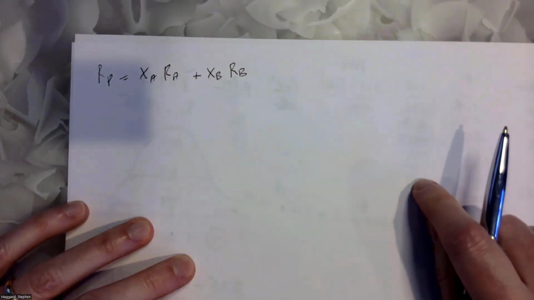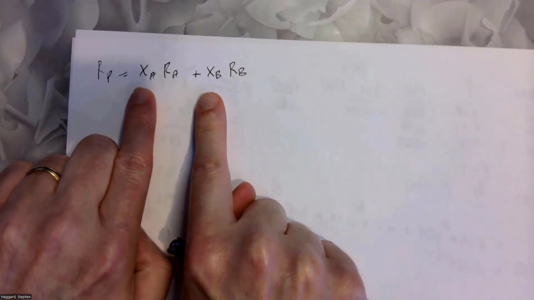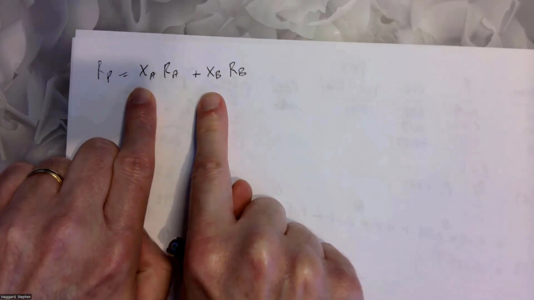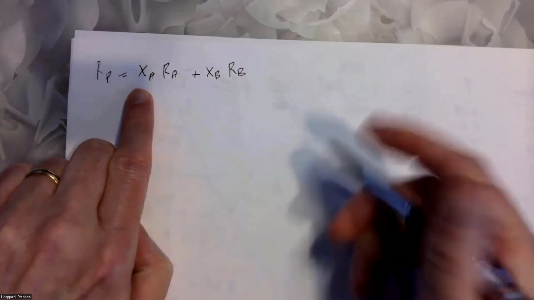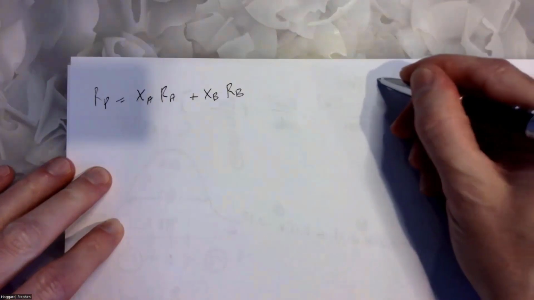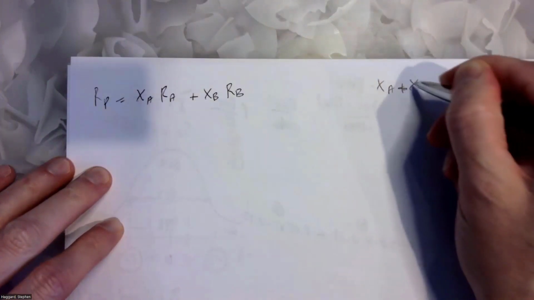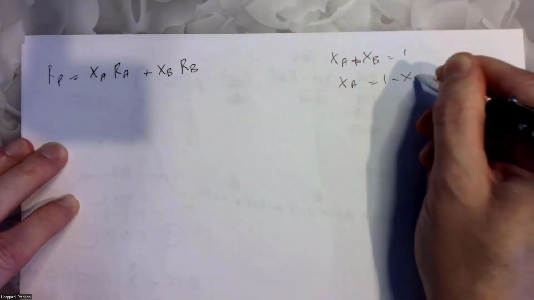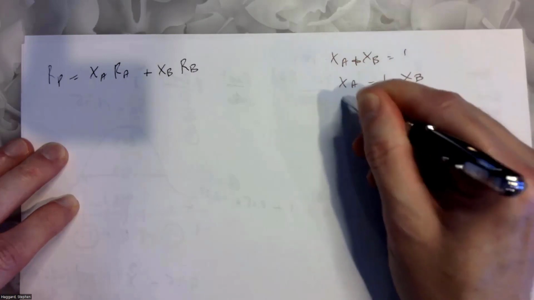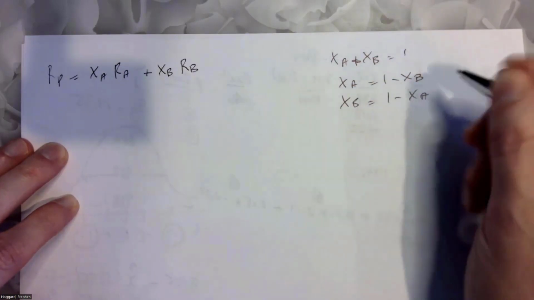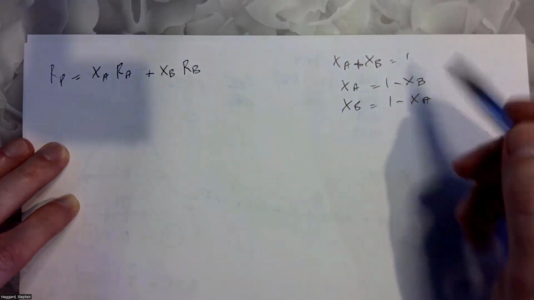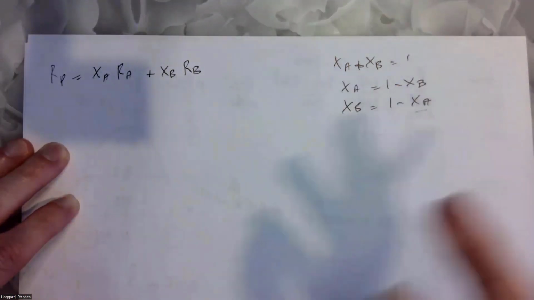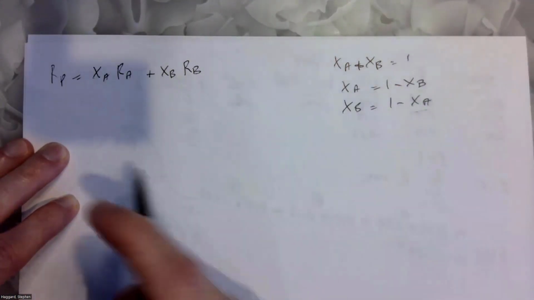Now, I also know something else about this. What do both these weights have to equal if I add them together? 1. 1. So here's what I'm going to do. I know that XA plus XB is equal to 1. And so I can say XA is equal to 1 minus XB. Or I could say that XB is equal to 1 minus XA. I'm going to do this second one, and you'll see why in a second. The reason is that we're being asked for XA, so I'm going to keep everything in terms of XA. If you did it opposite, it would be easy enough to do the subtraction at the end.